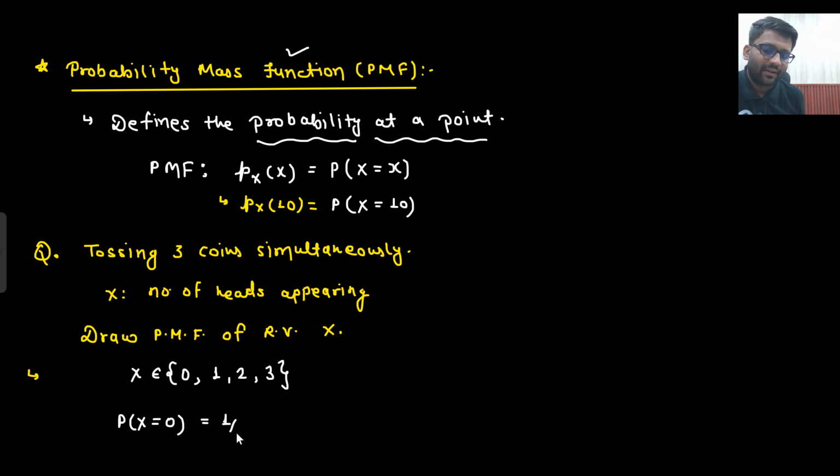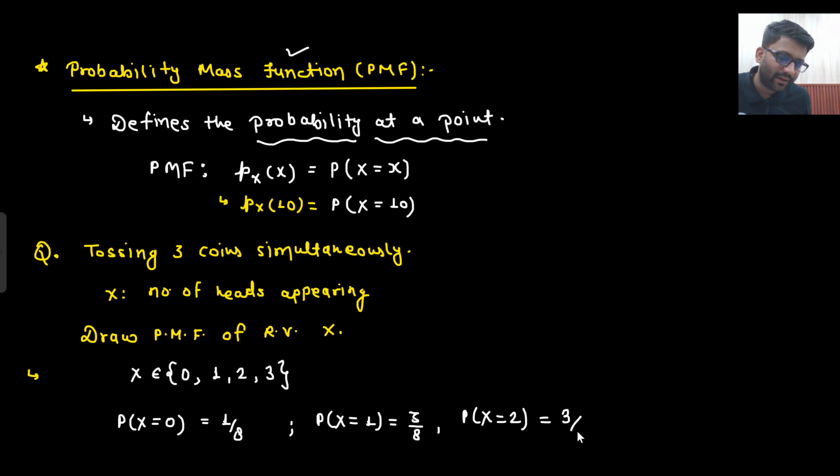What was that? 1 by 8. All these things we have already seen, right? What is the probability that number of heads will be 0? 1 by 8. What is the probability that random variable x will take the value 1? What is the probability that number of heads will be 1? 3 by 8. What is the probability that number of heads will be 2? 3 by 8. And what is the probability that number of heads will be 3? That will be 1 by 8.